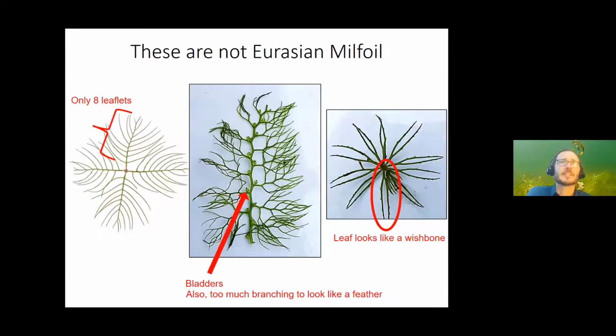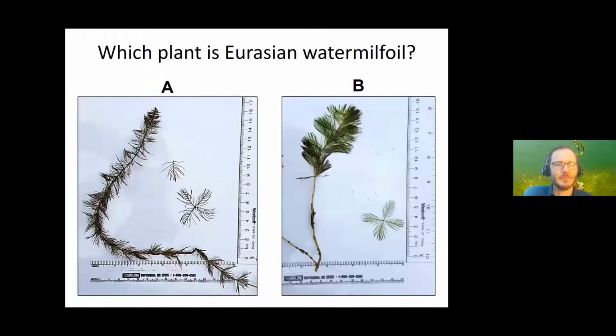So it's the end of the day, but we have some quizzes. And Joe is going to put up a poll here in a moment. So if you can answer, which plant is Eurasian milfoil, A or B? And you can move the poll out of the way if it's in front of the pictures for you. Thank you.